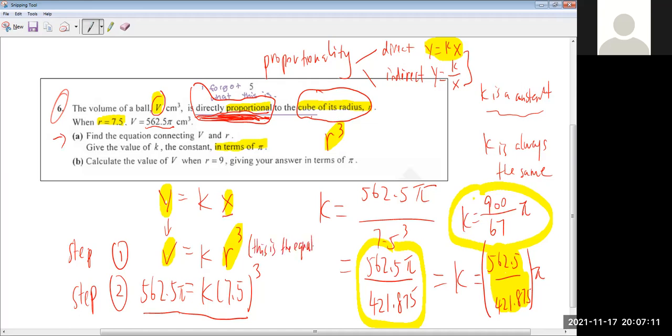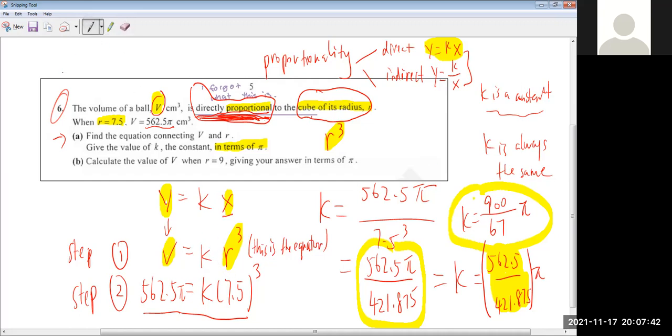This is the equation connecting V and R. Can you see? V is equal to K times R cubed. But in this equation, you don't have the value of K, right? Can you see step 1 here? But we have found out the value of K. So therefore, we just have to input this K in terms of pi into the step 1 equation.